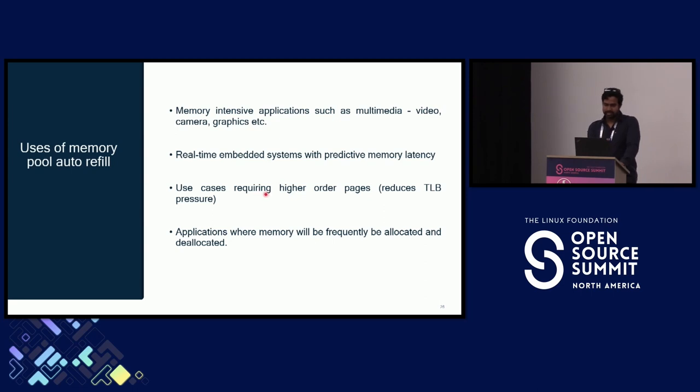And use cases that require higher order pages, like the 2 MB blocks, again the same as the multimedia use cases, where you want to improve the throughput of your device, where device accesses to the memory need to be faster. You do that by reducing the TLB pressure or reducing the page table walks, by making sure you have more 2 MB blocks of memory in your pools. And applications where you know that memory will be frequently allocated and freed. So this whole auto refilling feature can be attached to any generic memory pooling scheme that you have for such gains.